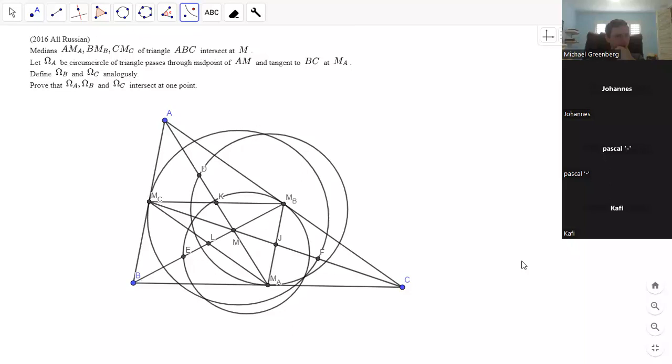The point, oh, it's not called J anymore. The intersection we want to show appears to be the reflection of the Feuerbach point over M. Really? I thought it might have something to do with the Feuerbach point. Maybe that's silly, but that's really interesting. Okay, so let's draw the Feuerbach point, and we can draw the incircle.